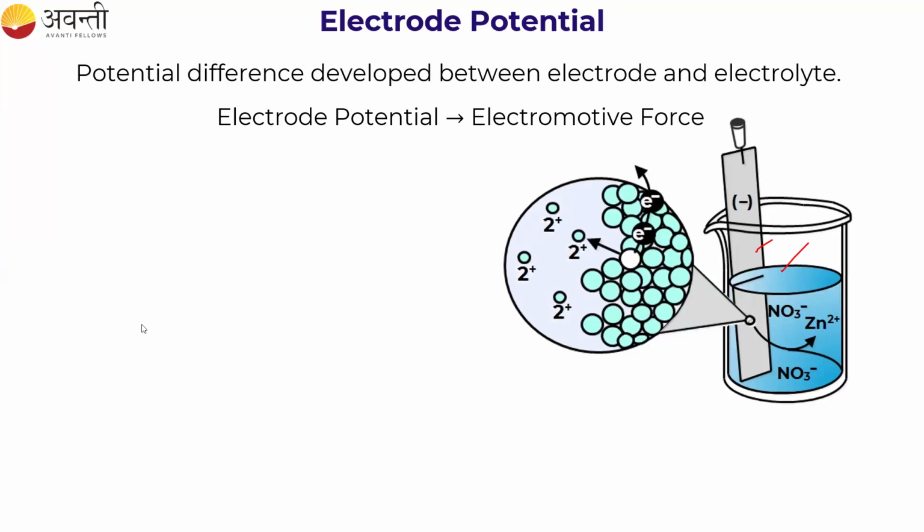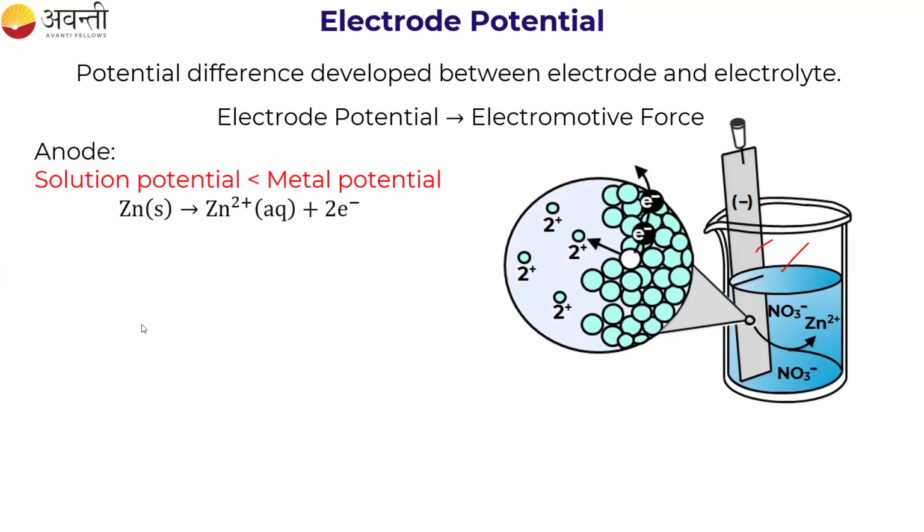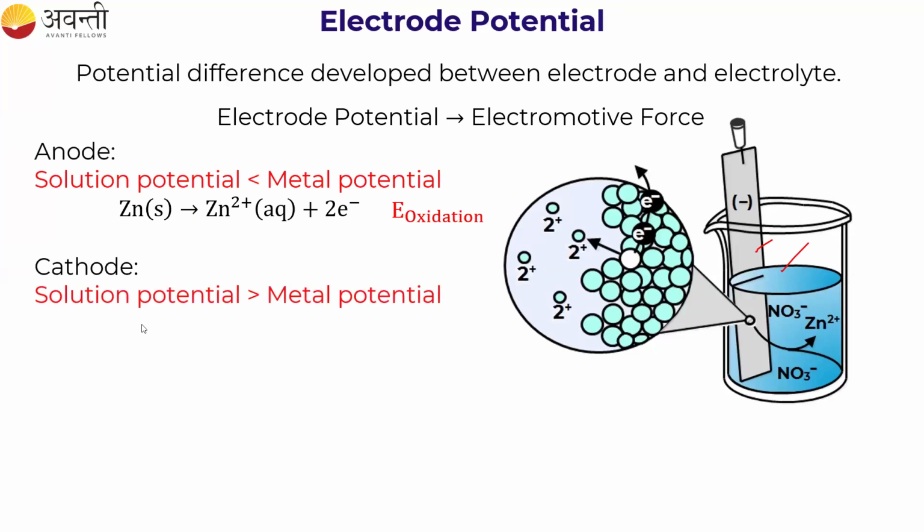For the anode, if the solution potential is less than the metal potential, then oxidation occurs. And in the cathode, what is happening? Solution potential will be greater than the metal potential. This electrode is a metal, and the electrolyte is the solution. If the solution potential is greater than the metal potential, then reduction occurs. So electromotive force, E reduction.